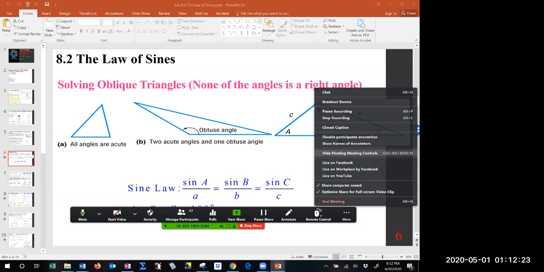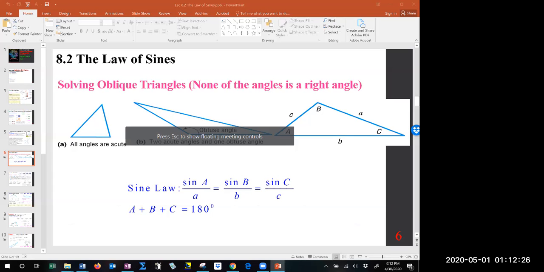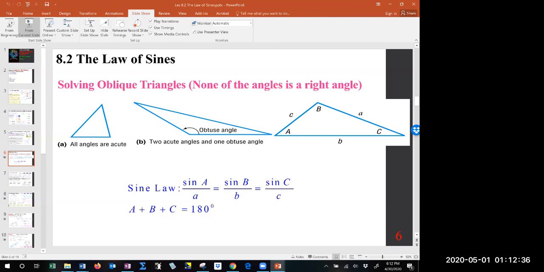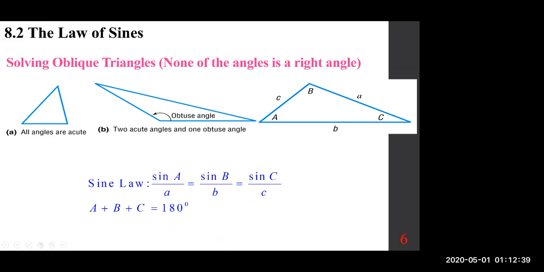This is the general form that we write it in, but we could also write it in the following manner: a over sine A, equals b over sine B, equals c over sine C. The c should be lowercase, I make it a little bit smaller. That works also, okay class?